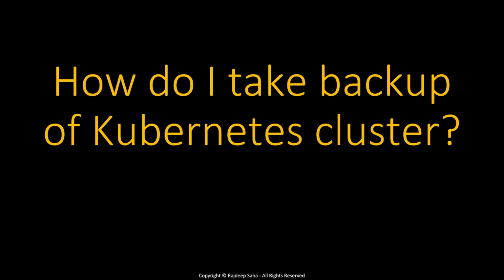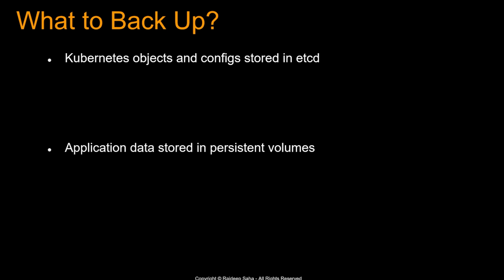Next question, how do I take backup of Kubernetes cluster? So first you have to specify what is there to backup. There are two things to backup. One is Kubernetes objects and configurations stored in etcd, which is part of the control plane, and then the application data stored in persistent volumes in case your applications are stateful.